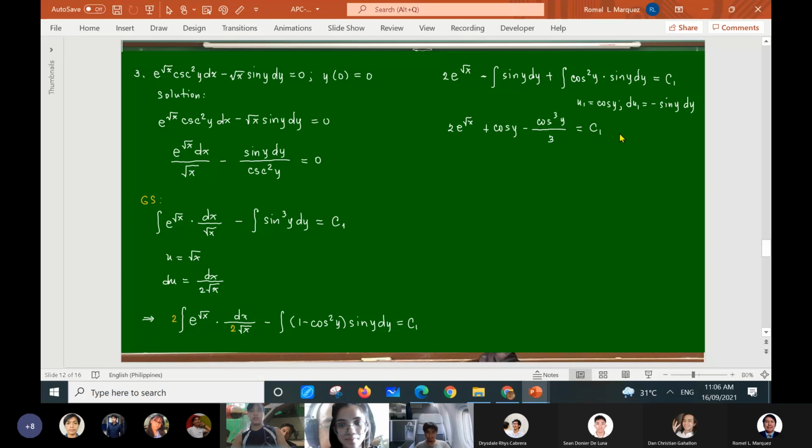Okay, children? Guys, multiply by 3. 6e to the square root of x plus 3 cosine y minus cosine cube y equals 3C1. Let 3C1 be equal to C, for simplicity. So we get 6e to the square root of x plus 3 cosine y minus cosine cube y equals C. Is my integration correct, guys?